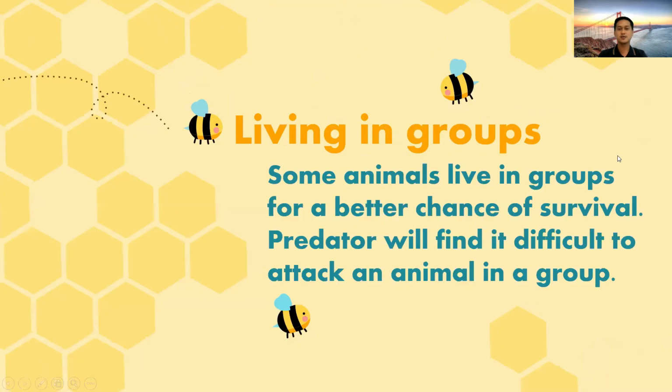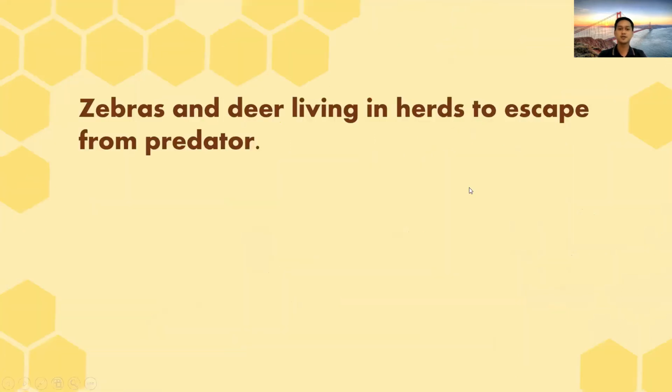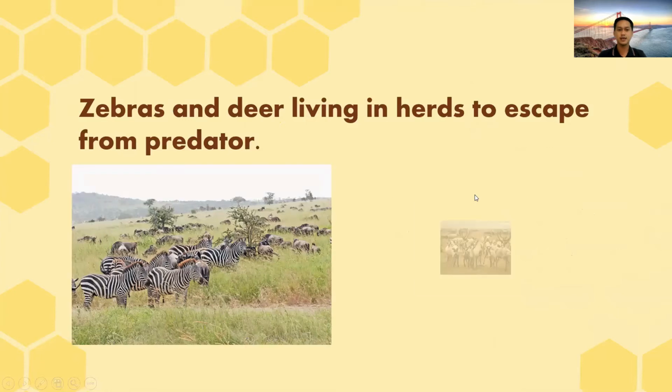Next, living in groups. Some animals live in groups for a better chance of survival. Predators will find it difficult to attack an animal in a group. So predators like to attack a lone animal. They don't usually attack animals living in groups. An example of this is zebras and deer living in herds to escape from predators.